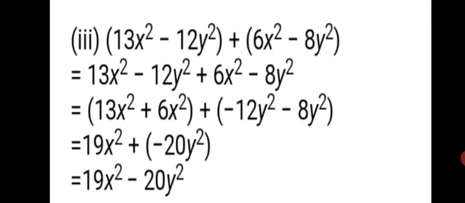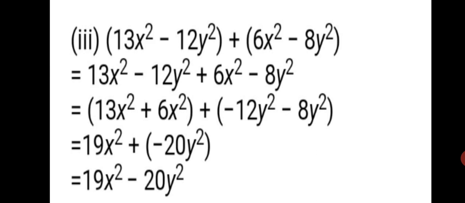Third sum. 13x square minus 12y square plus 6x square minus 8y square. First step would be open the brackets. So 13x square minus 12y square plus 6x square minus 8y square. Second step, group the like terms together.